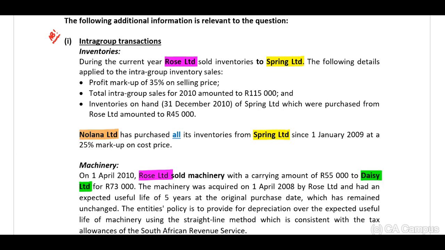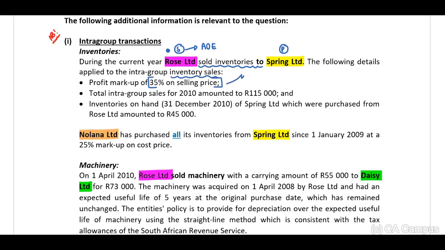During the current year, Rose Limited sold inventories to Spring. Therefore, Rose is the subsidiary and the subsidiary sold to the parent. Now, if the subsidiary sold to the parent, you need to identify immediately that this will have an effect on the analysis of owner's equity of the subsidiary. The following details applied to the intragroup inventory sales. Profit markup of 35% on selling price.